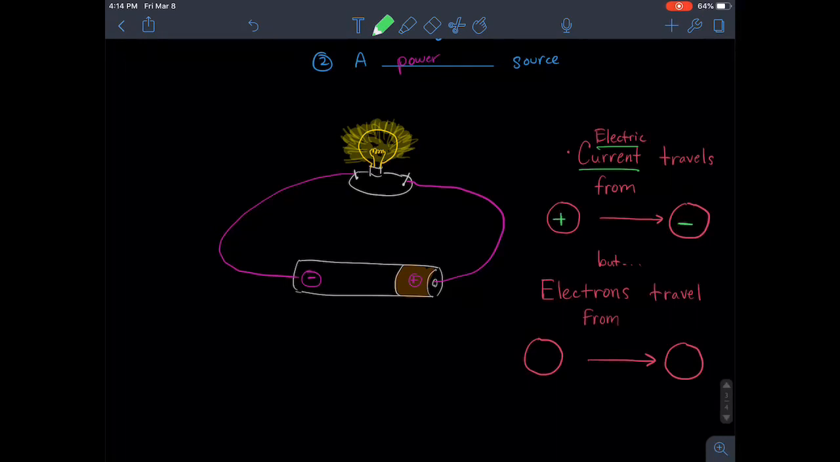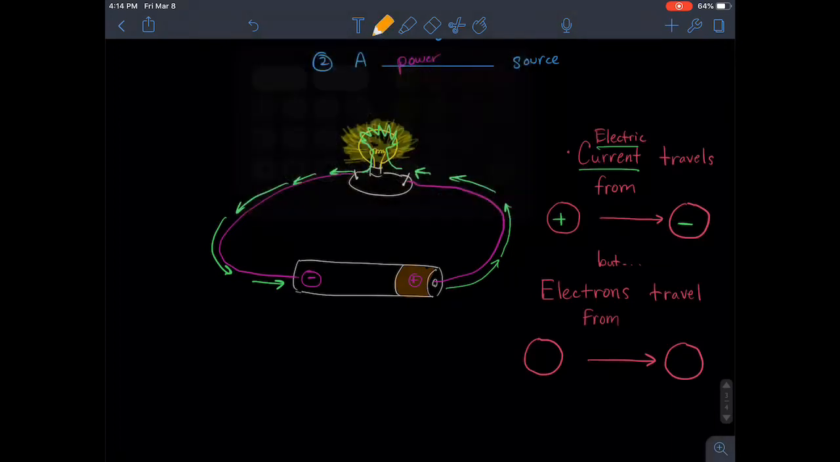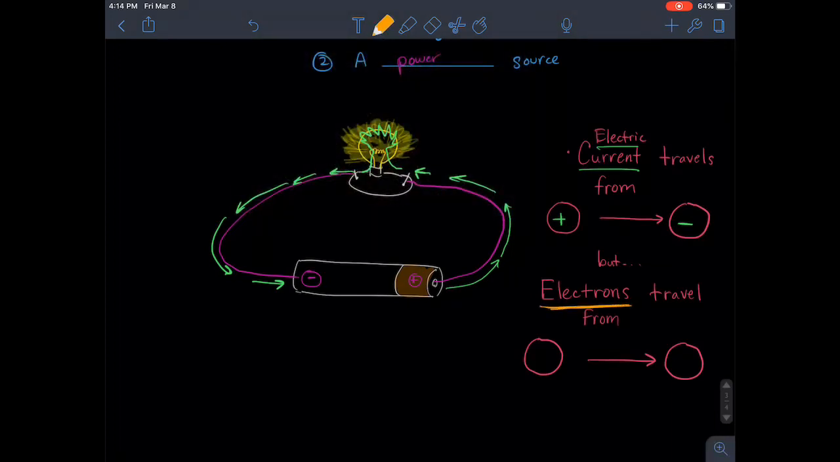So if I were to draw arrows in green for electric current, the electric current is traveling from positive to negative. And as it flows through this light bulb, the electrical energy turns into light energy. And then whatever doesn't turn into light energy is able to flow back through the wire. And so we have our current flowing from positive to negative. But that negative, as you know, relates to those electrons. So let's get a totally different color. How about we get orange here? So electrons in orange are going to travel.